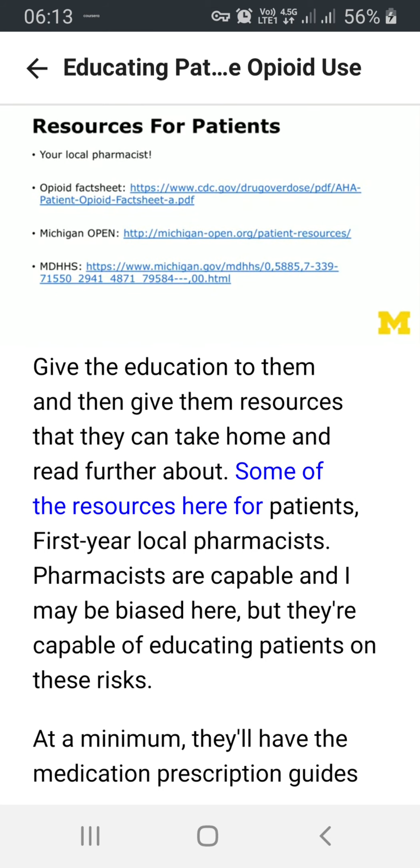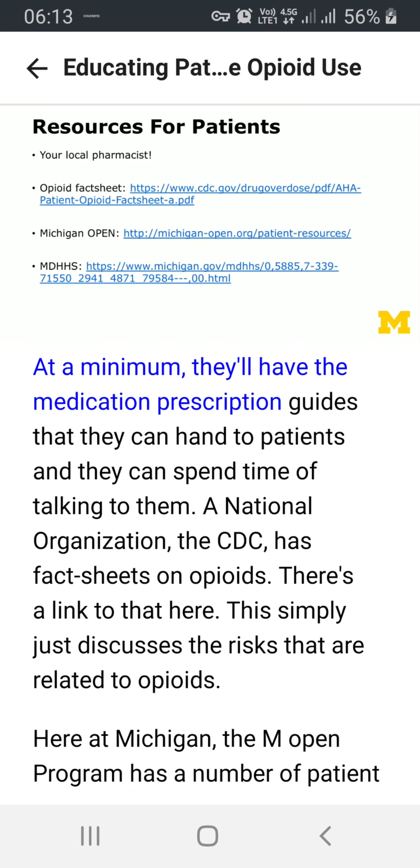Some of the resources here for patients, first, your local pharmacist. Pharmacists are capable, and I may be biased here, but they're capable of educating patients on these risks. At a minimum, they'll have the medication prescription guides that they can hand to patients, and they can spend time talking to them. A national organization, the CDC, has fact sheets on opioids. There's a link to that here. This simply discusses the risks that are related to opioids.